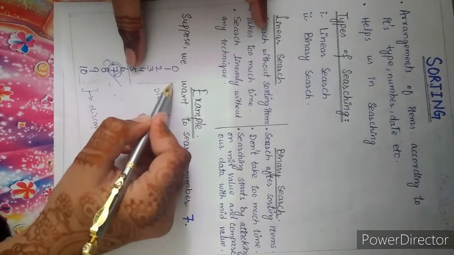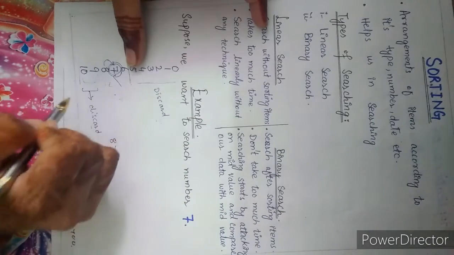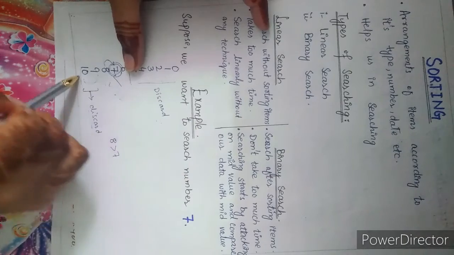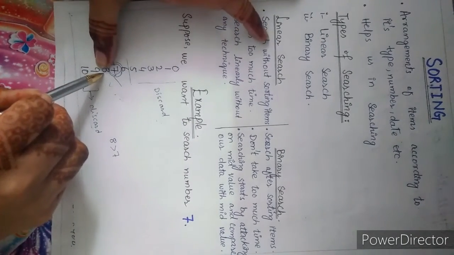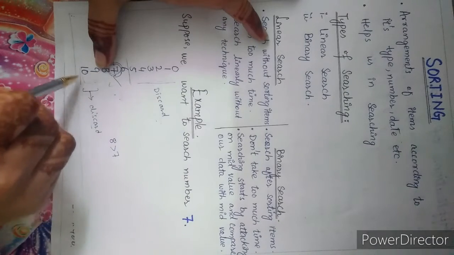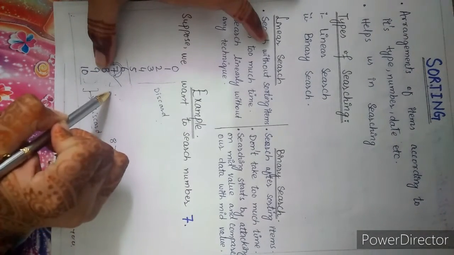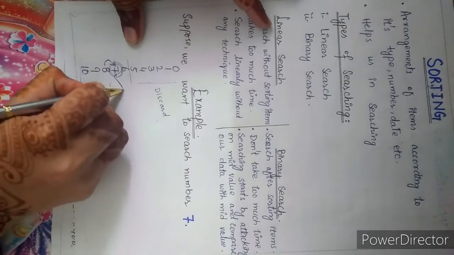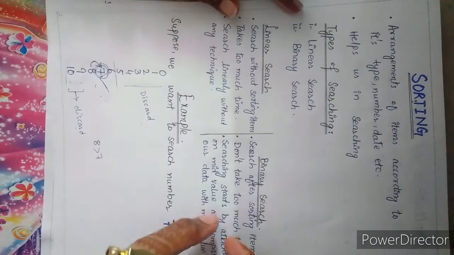As 7 is greater than 5, all the values smaller than 5 will be discarded and the values greater than 5 will be considered. Then the mid value from 6 to 10 is considered, which is 8. Then 7 is smaller than 8, so the values greater than 8 will be discarded and the smaller values will be considered. Then the mid value is 7 and we get our desired number. So binary search is much better than linear search. Thank you.